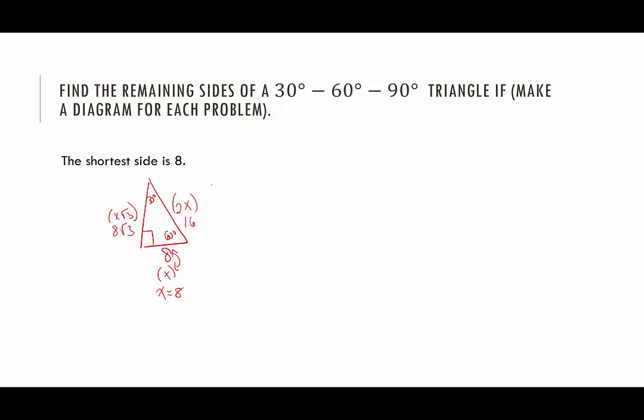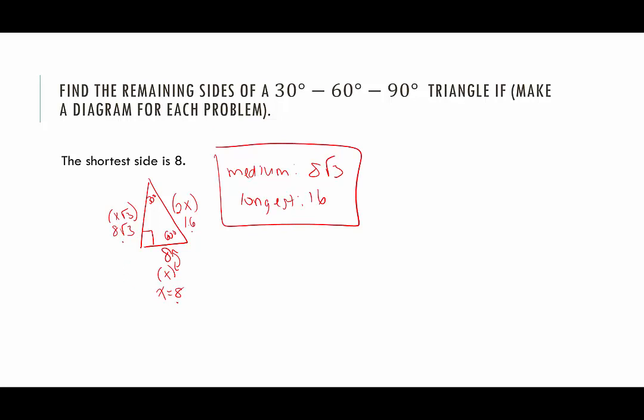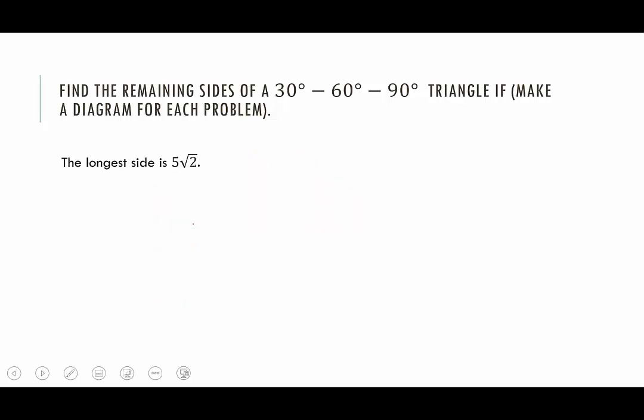So you can just say this, or you can say the medium side, right? We have short, medium, and longest. The medium side is 8 radical 3, and the longest side is 16. So somehow we want to indicate that we know, and we can see that ratio, 1, root 3, 2, x, x root 3, 2x. Let's look at another one.